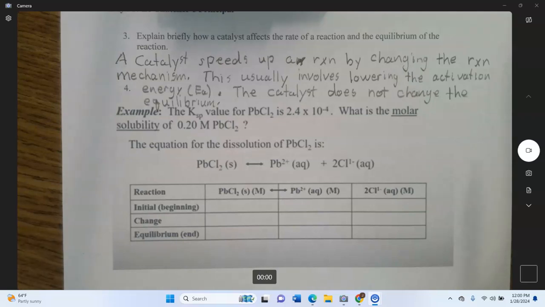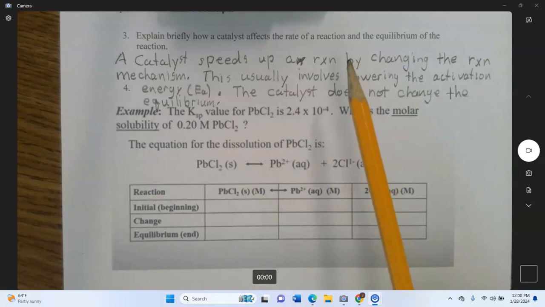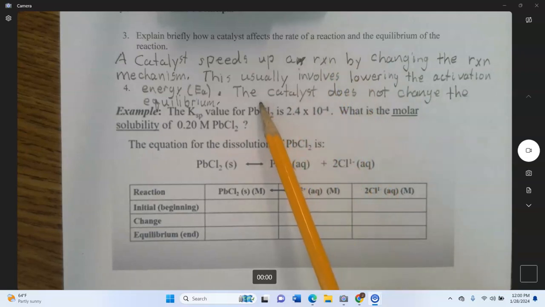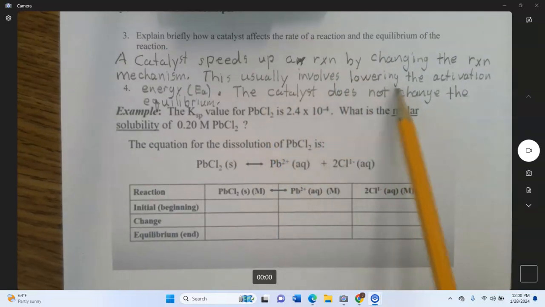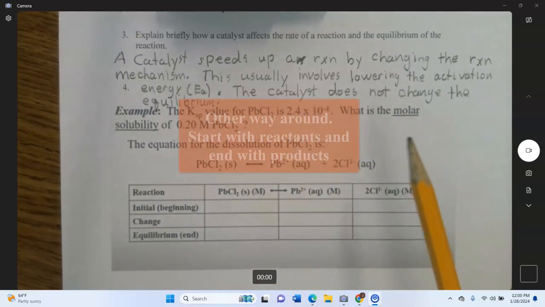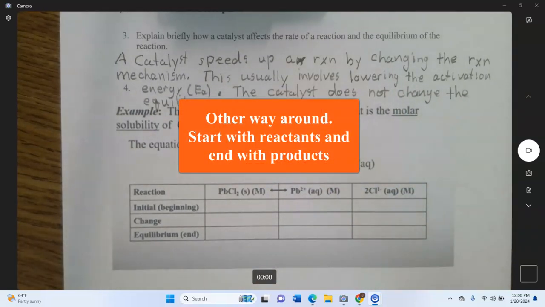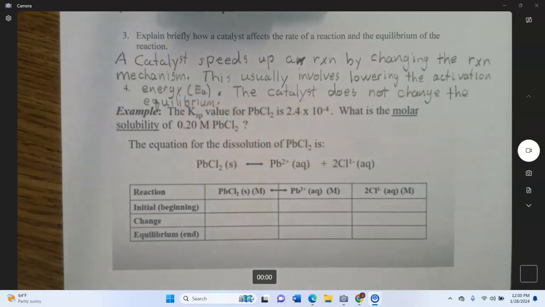Okay, so remember, the activation energy is a hill that the reaction has to get over with its own kinetic energy. So that's how it usually does it. Now, this is the key to this. This is why I asked this question in the equilibrium unit. The catalyst does not change the equilibrium. You start off with a certain amount of products, you're going to end with a certain amount of reactants at equilibrium. The catalyst only affects how fast that takes place. It does not change the equilibrium. It does not change the concentration of reactants or products. Okay, let's move on to the next one.